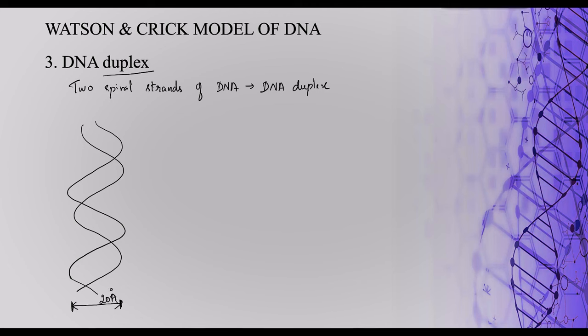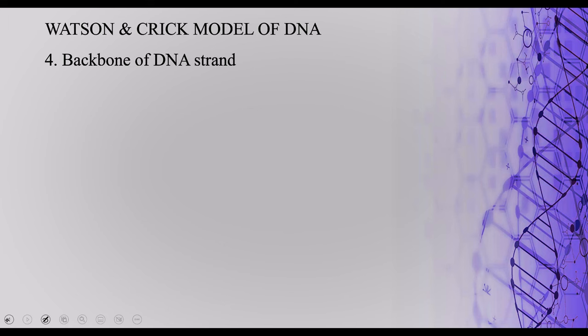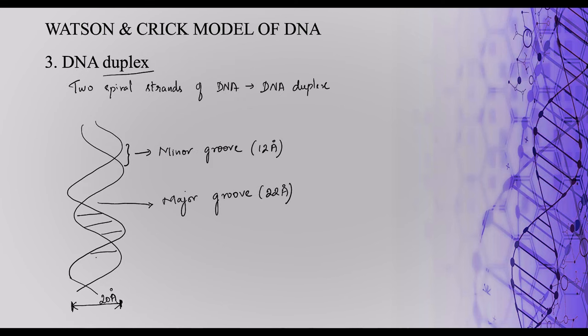In the DNA, there are two grooves, which means cuts in the DNA. This is the minor groove, which is 12 angstrom, and this is the major groove, which is 22 angstrom. There will be the bases, right? The distance between two base pairs is 3.4 angstrom, and the distance between the two spirals, let me change the color for that.